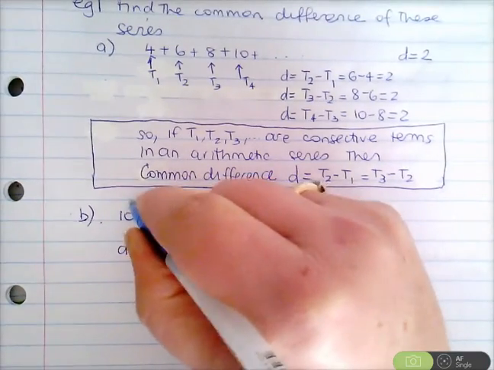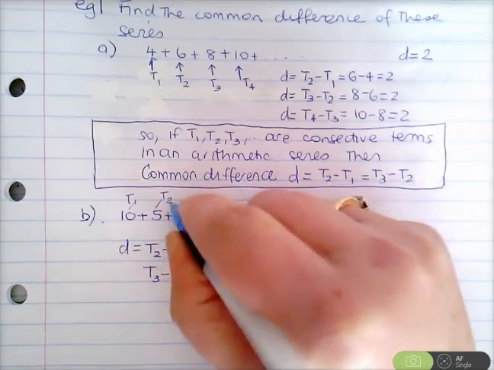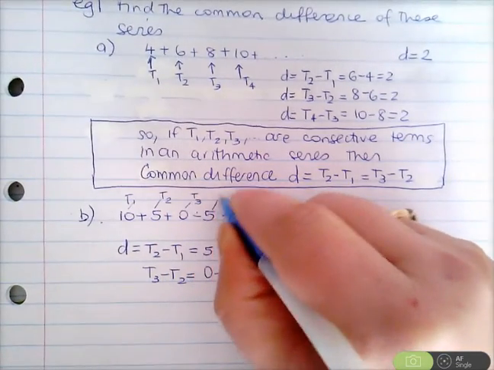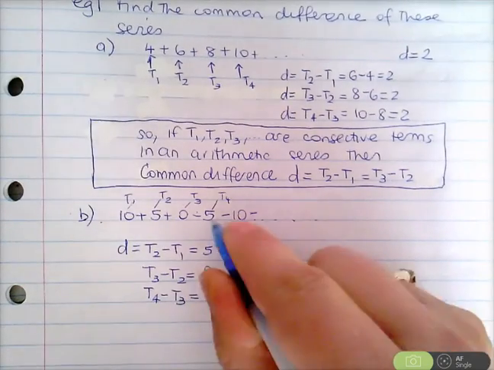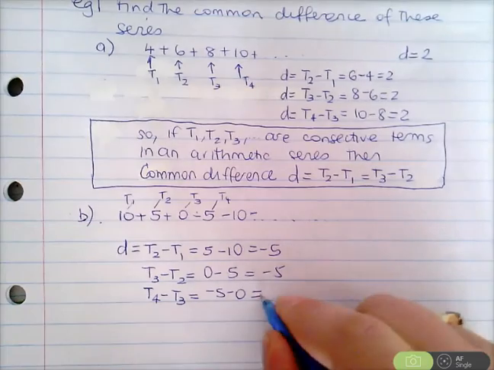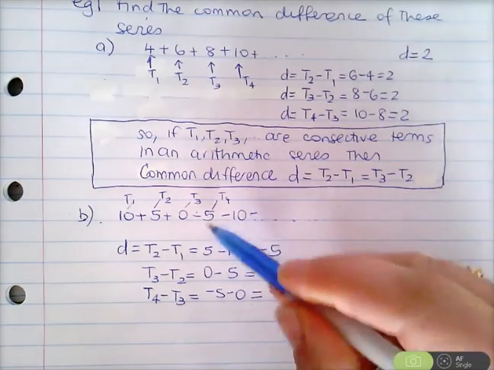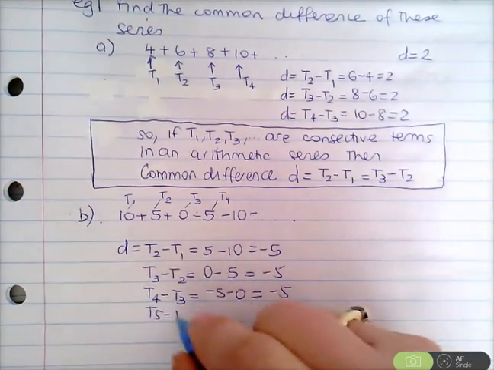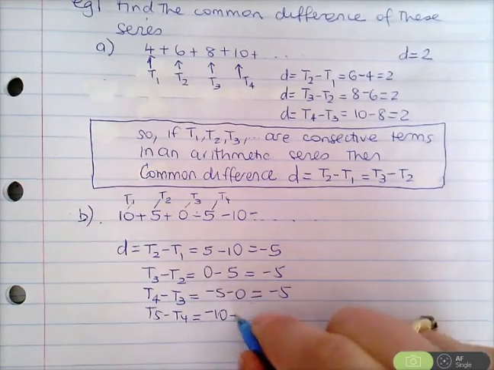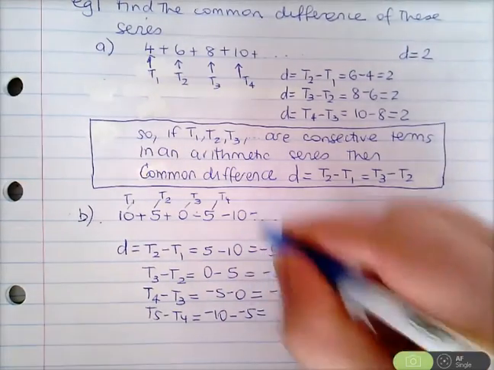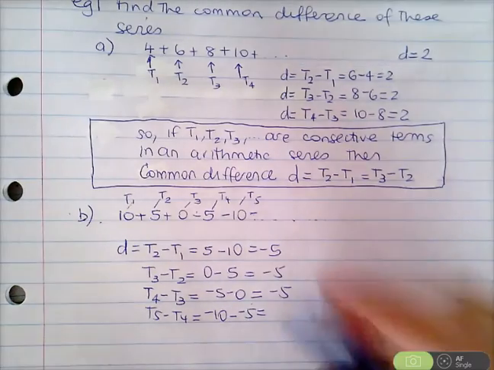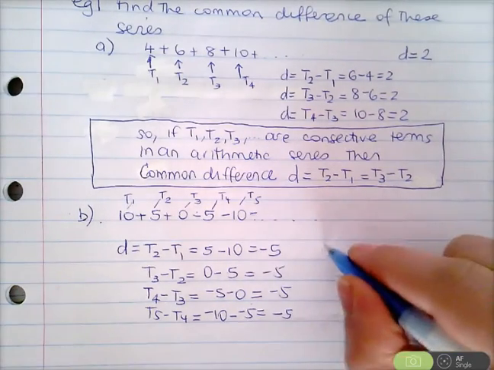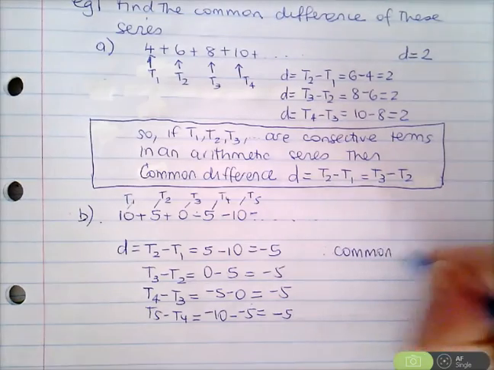Remember, this is T1, that is T2, this is T3, that is T4, etc. I can do one more. T4 minus T3 is negative 5 minus 0, which is negative 5. T5 minus T4 will be negative 10, take away negative 5. So this one's T5, which is negative 10, minus T4, which is negative 5. So it's negative 10 plus 5, which is again negative 5. Therefore, we can see the common difference is negative 5.